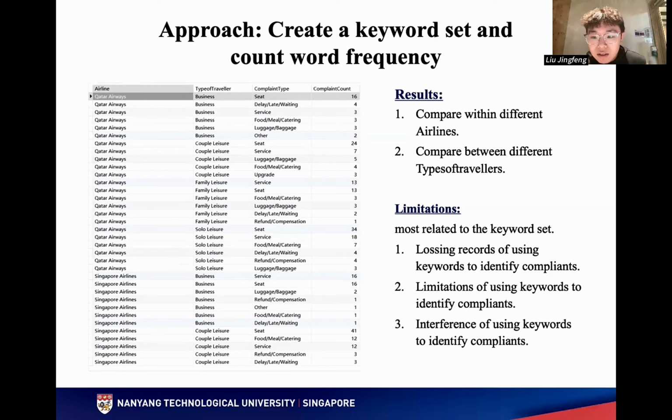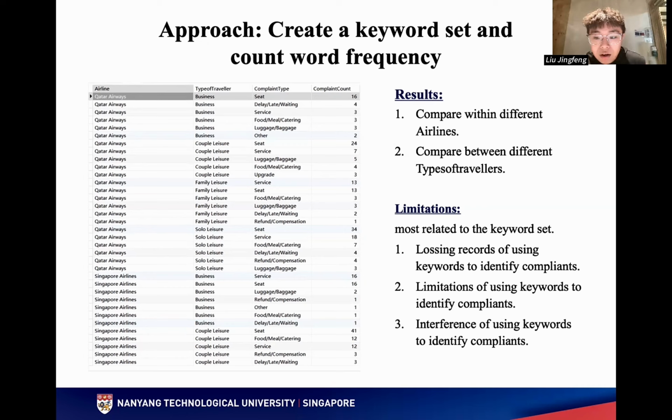In the Singapore Airlines complaints, business travelers complain most about the service and the couple leisure travelers complain most about the seat. When comparing different passenger types, it is notable that business travelers have more baggage related complaints compared to the leisure travelers, which could be because business-oriented travelers have a higher demand for this. This suggests that the airline should do more related to it, like recommending insurance for these travelers.